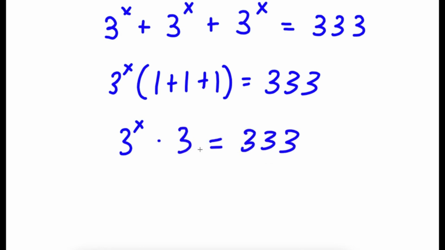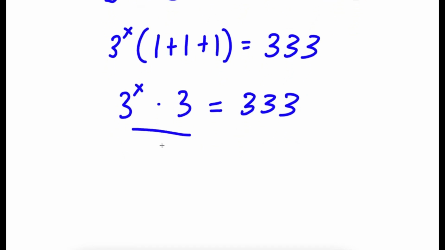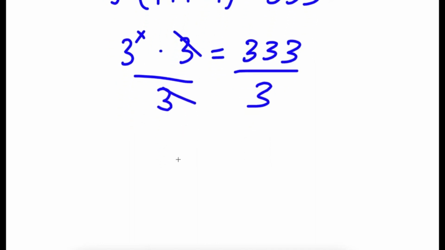Now from here, I'm going to go ahead and divide both sides by 3. So then these two cancel out, and now I have 3 to the power of x is equal to 333 divided by 3, which is 111.